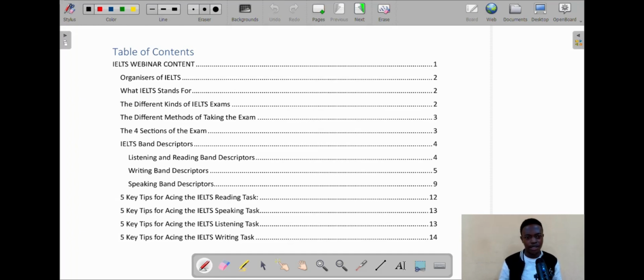Many people know this already. The different kinds of exams. Now, this, as basic as it may seem, can be a problem. I've seen people mistakenly apply for the wrong exams. I've seen people get to the exam hall and they are given the wrong booklets and they don't know, or maybe the wrong questions and they don't know. So these are things you need to be aware of, the kinds of the IELTS exam, and then the different methods of taking the exam.